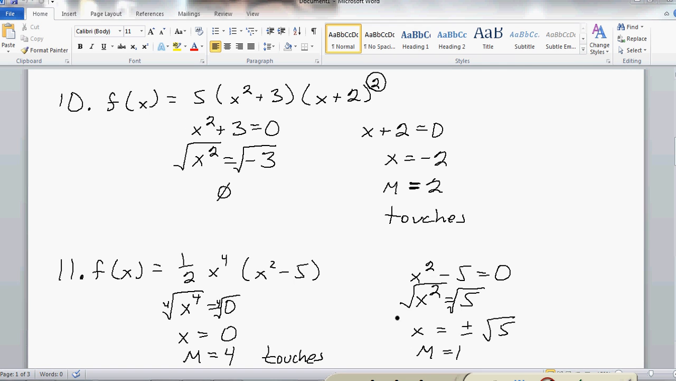And as a result, it crosses the x-axis and continues in its general direction.